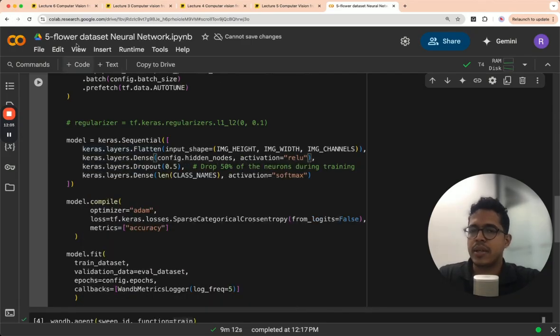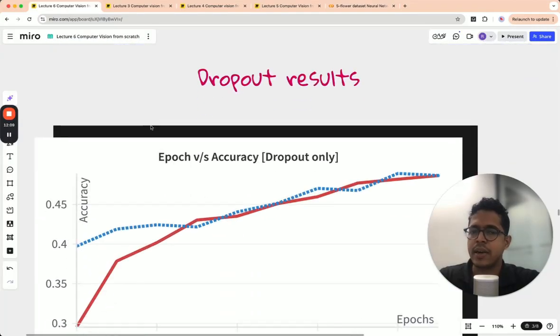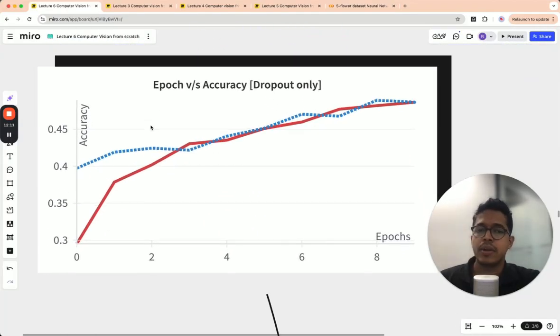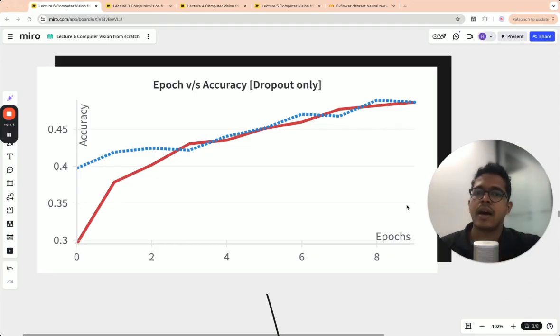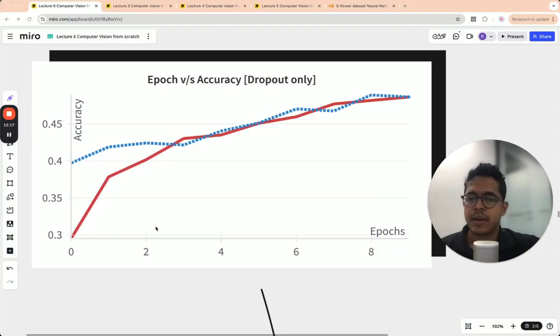Let me show you the result from this model. Just one line change in the code, but still the output is surprisingly good. So here are the results. After dropping out 50% of the neurons, we have 10 epochs here, and this red curve is the training accuracy, and the blue dotted curve is the validation accuracy. It's surprising to me that initially validation accuracy is higher than the training accuracy. That's definitely surprising to me.